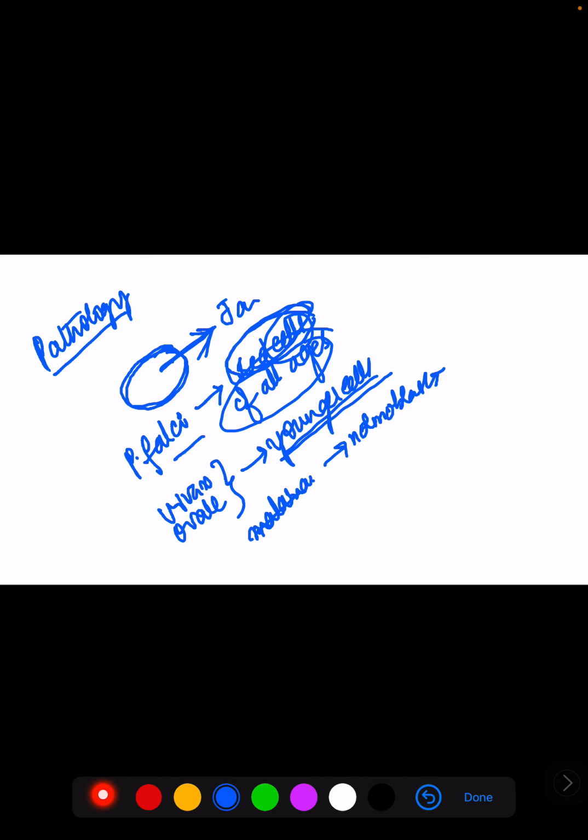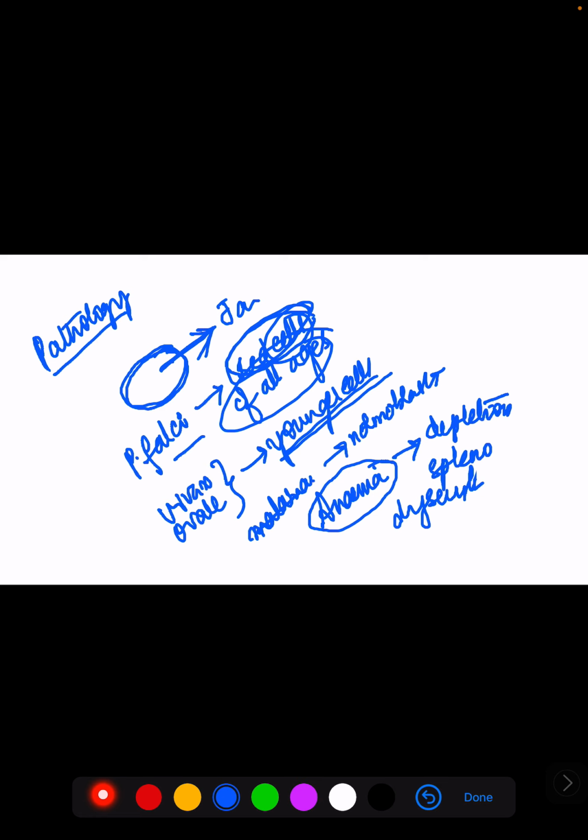And profound anemia will occur because of the lysis of the red blood cells. This anemia is also worsened by depletion of the folate stores, in folic acid deficiency, because of splenomegaly and dyserythropoiesis.